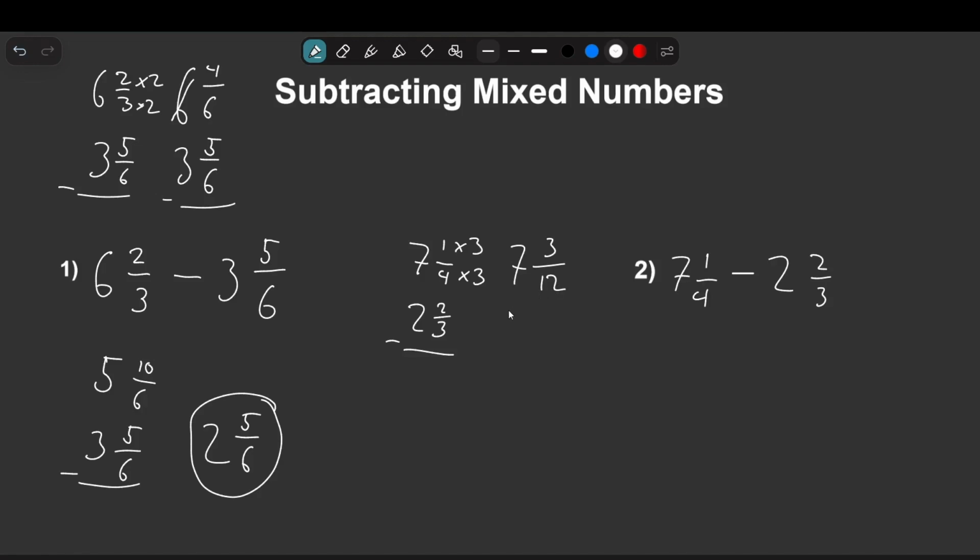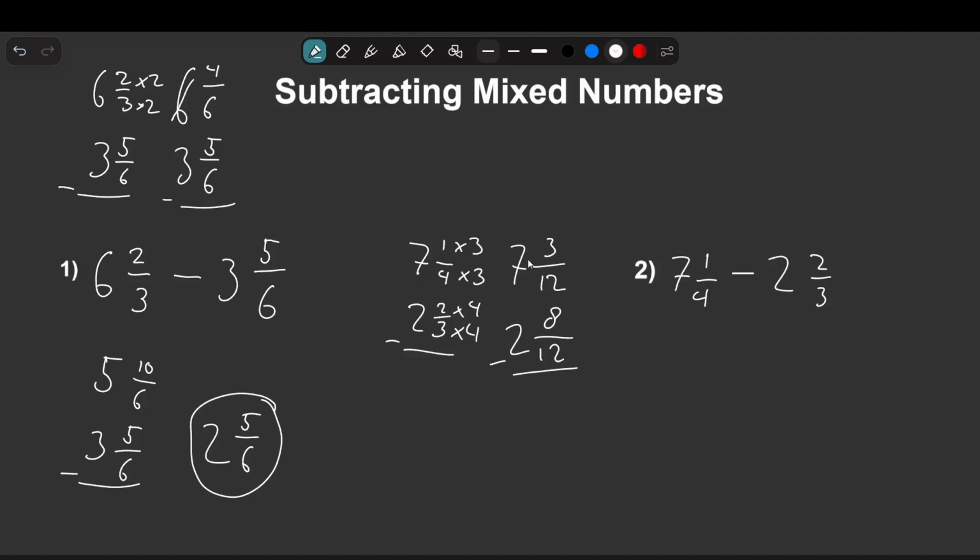And now we're going to do it the same for the bottom one. So for 3 times 4 equals 12, and we're going to times the numerator by 4 also. So we get 2 times 4 equals 8, and 3 times 4 equals 12. So we get 2 8/12. So now we can start subtracting. So we have 7 3/12 minus 2 8/12. So now we're going to subtract starting with our fractional part. So we're going to do 3 minus 8. And we can't do this because we will get into the negatives and we don't want that for a fraction.